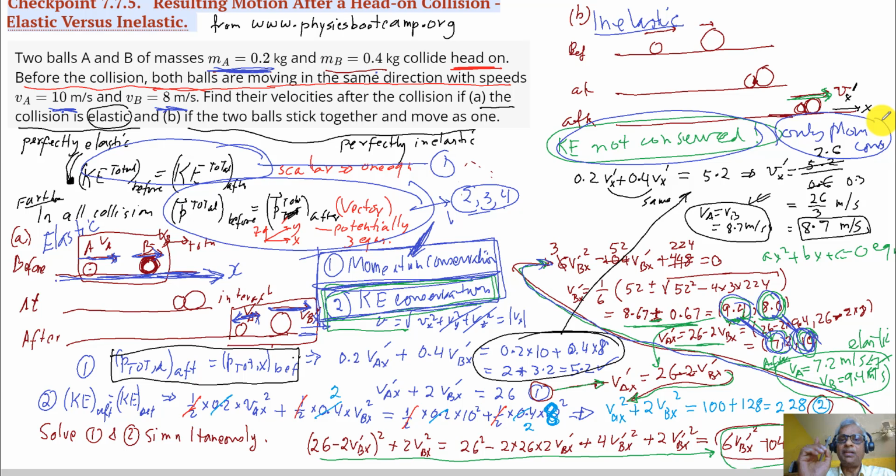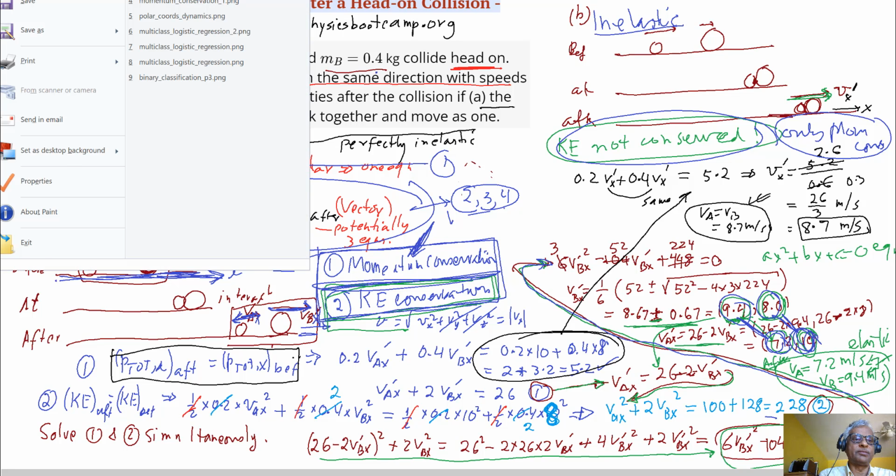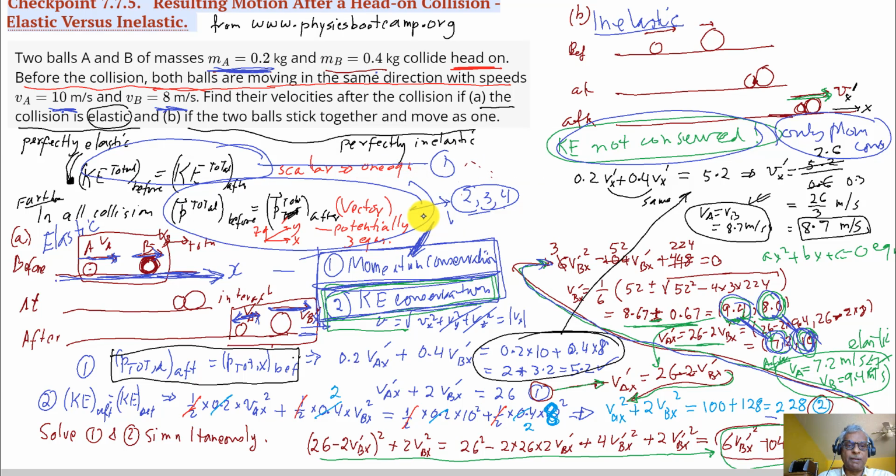Okay, there is a shortcut to the whole thing, and you may have to remember, in case of elastic collision in one dimension, you can show all of this calculation that took place. Let me take another slide just for a couple of minutes. So, elastic collision in one dimension shortcut.